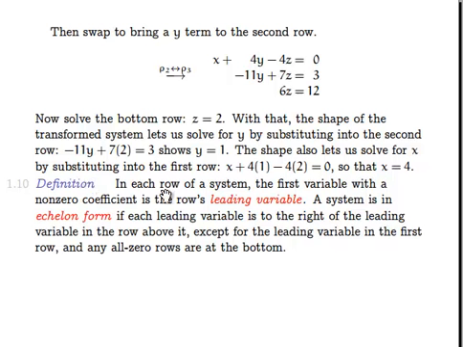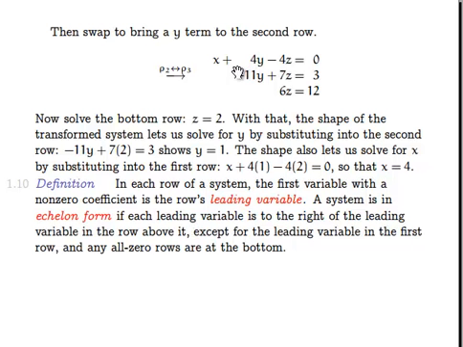The definition: in each row of a system, the first variable with non-zero coefficient is the row's leading variable. A system is in echelon form if each leading variable is to the right of the leading variable in the row above it, except for the leading variable in the first row and any all-zero rows at the bottom. So what is this definition saying?